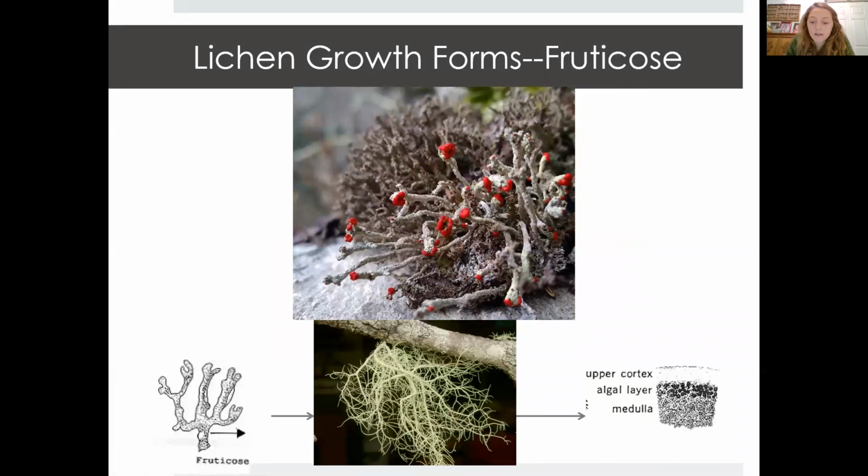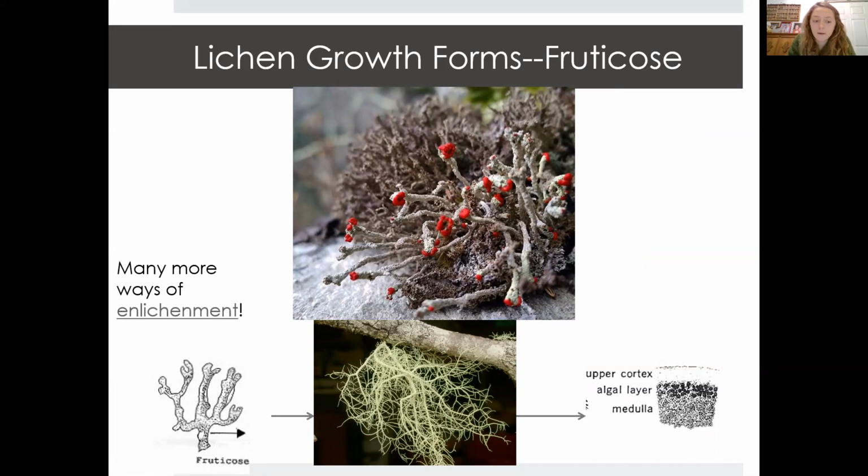Okay, and then the last is fruticose lichens. Fruticose lichens are like a tube, you can think of them as. They don't have an upper and lower cortex because they're just circular. They just have a big upper cortex. They still have an algal layer, but it extends all the way around it, and the medulla is in the middle there.